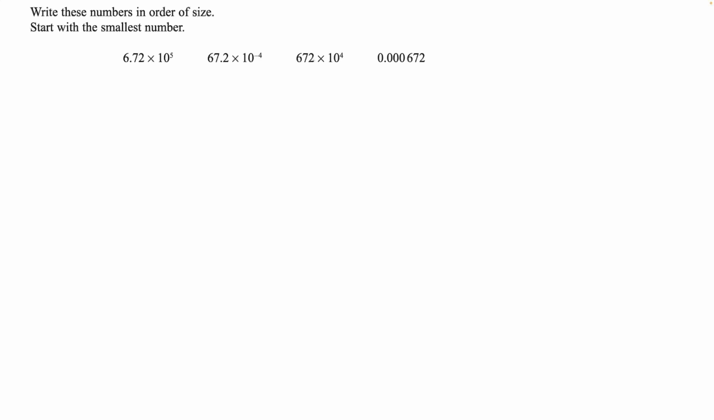Cool. Next question, some stuff on standard form. With this question, I just turned them all into decimals. So this first one, 6.72 times 10 to the 5. What this basically means is just move the decimal point 5 places to the right, because we're making this bigger. So if we do that, we get 672,000. And then likewise for this one, 67.2 times 10 to the minus 4. This means just take the decimal point and move it 4 places to the left, because we're making it smaller. So if we move the decimal place 4 places to the left, we get 0.00672.